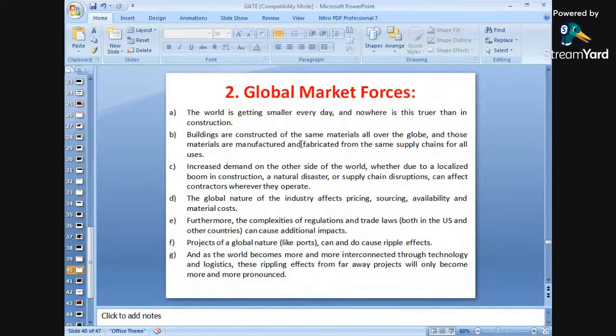Global market forces are also considered a cost escalation, for example when we are importing various heavy equipment from other companies or other agencies. So again, global market forces will also be considered in cost escalations.